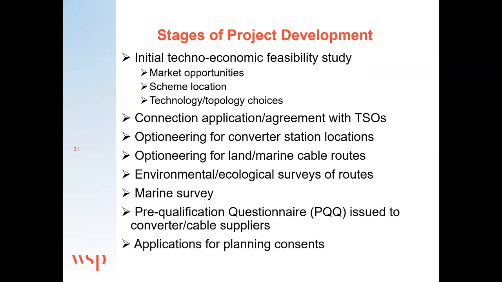Having got your connection agreement with the TSO, you need to find out where you want to connect. I'll discuss that in a few moments in another slide. You have to decide, having found where you want to connect or can connect, which is in the gift of the TSO, where will you put your converter station? And there's a certain degree of optioneering in that. What may be the ideal electrical location, maybe the wrong physical location or economic location. So there are many factors in the optioneering of the converter station.